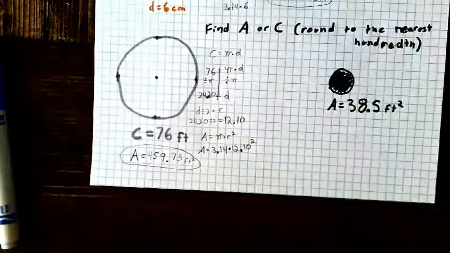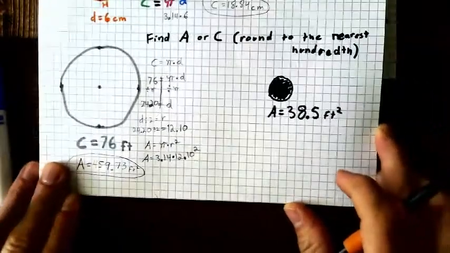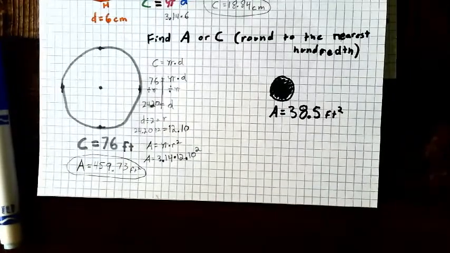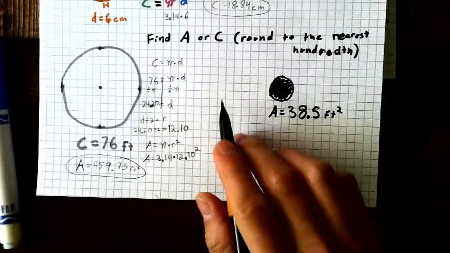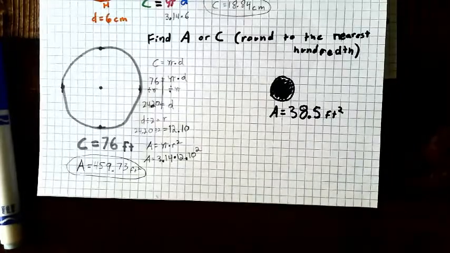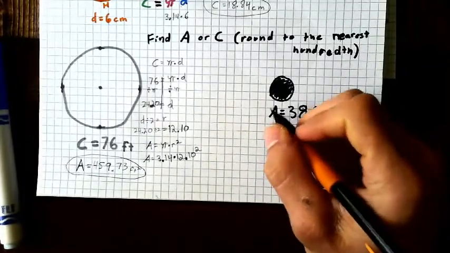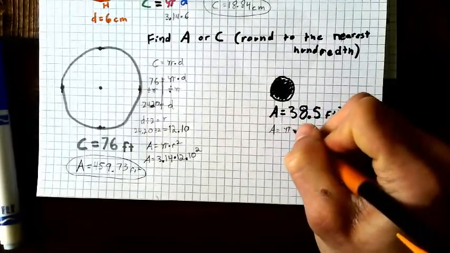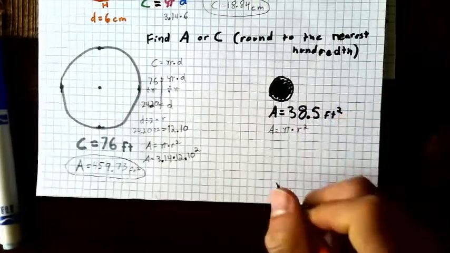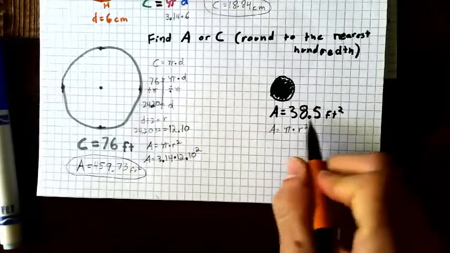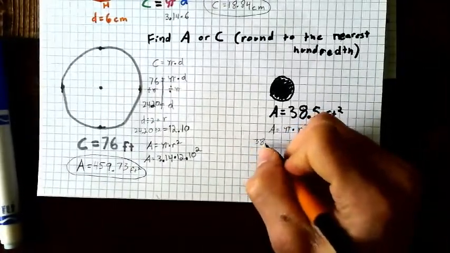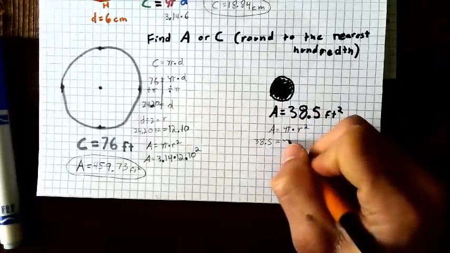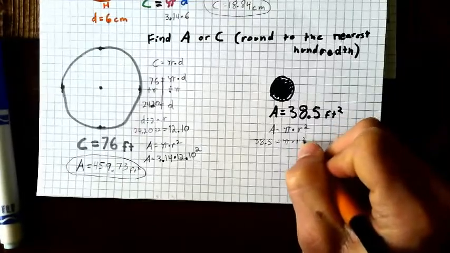Alright. This one is a little bit more difficult because it gives us the area and we're supposed to find the circumference. Okay? So we're going to do the same thing. We're just going to work backwards and figure this out. So I know my area formula is area equals pi times radius squared. I have my area as 38.5. Okay, and we're going to set that equal to pi times radius squared.